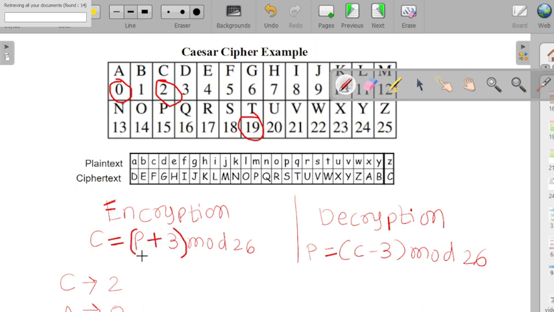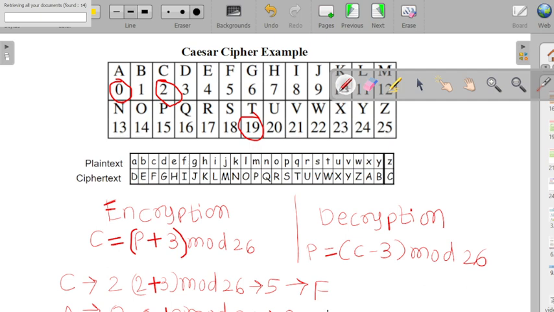Now, according to the formula, we have to add 3, that is (2 + 3) mod 26. So 5 mod 26, we will get the value 5. Then (0 + 3) mod 26, we will again get 3 mod 26 is equal to 3. And then (19 + 3) mod 26, we will get 22 mod 26 is equal to 22.